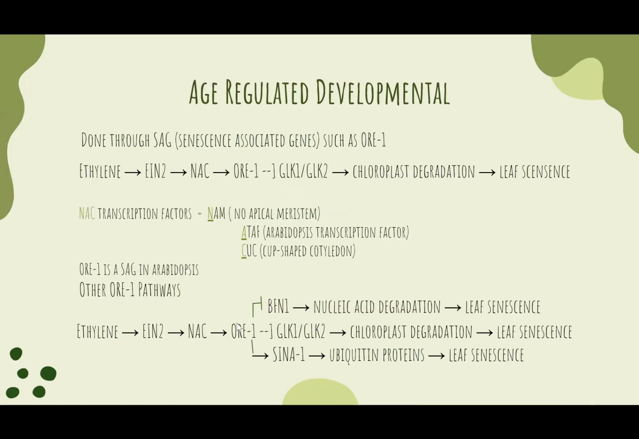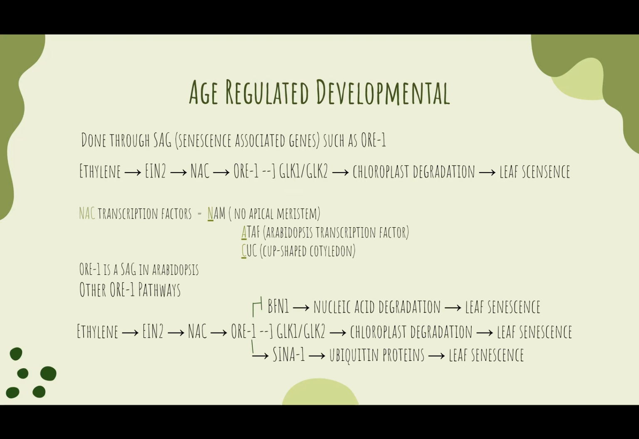This is an overview of the age developmental pathway. First, ethylene's presence activates EIN2. Once activated, it then activates NAC transcription factors. I've included on the slides what NAC stands for and what they are. After this, NAC then activates ORE1, which is the SAG gene in this pathway. This inactivates GLK1 and GLK2. GLK just stands for golden-like, and these are chloroplast maintainers. So the inactivation of these leads to chloroplast deterioration, thus leading to leaf senescence.